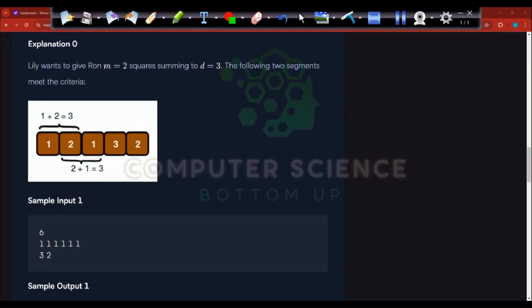Okay, number of squares is 6, and these are the integers on each square. Your birthday is 3 and your birth month is 2, which is 3rd of February.